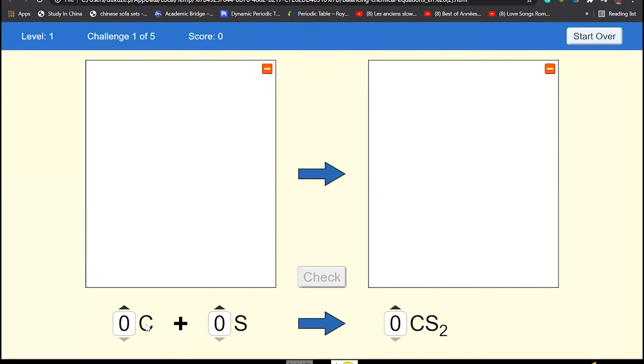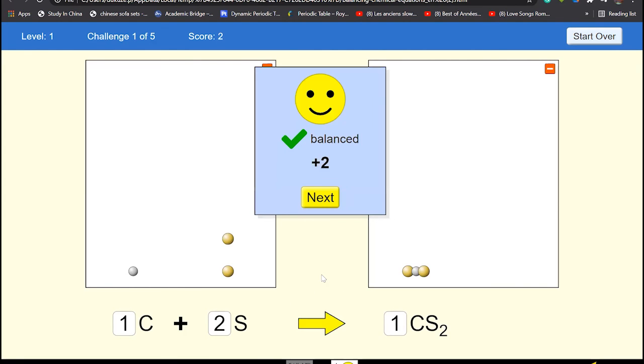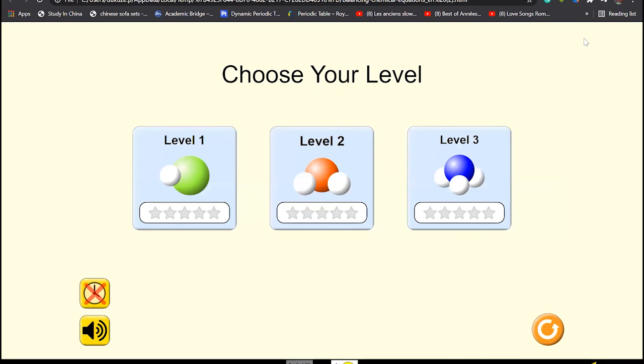So here we have carbon and sulfur. Start with 1, 1, and 1. But here we have 2 sulfur. So here we use 2. And then we click on check. The answer is right. So you can go to the next. And when the answer is not right, it will be indicated here on the screen that your answer is not right, and you will have to retry. Okay? And you can also start the exercise or the game again.